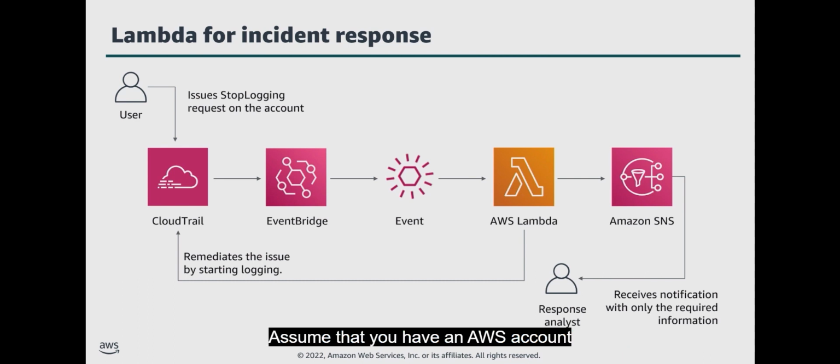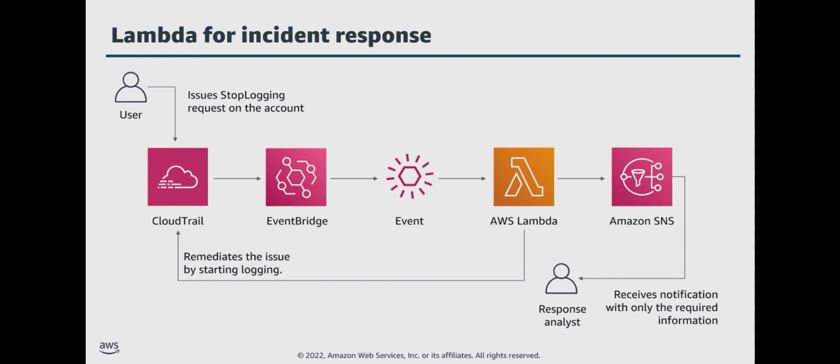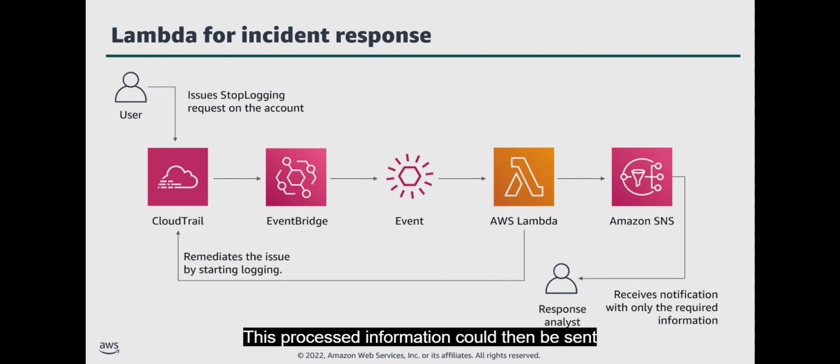Assume that you have an AWS account with AWS CloudTrail enabled. If CloudTrail is ever disabled, the response procedure is to enable the service again and investigate the user who disabled the CloudTrail logging. You can use EventBridge to monitor for the specific CloudTrail stop logging event and invoke a Lambda function off of it. The function collects the details of the specific event, such as the identity of the principal that disabled CloudTrail, when it was disabled, and the specific resource that was affected. This processed information could then be sent as a notification through Amazon SNS.